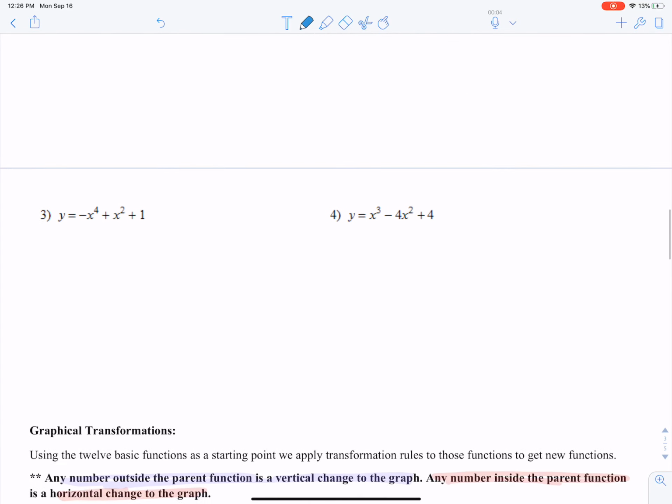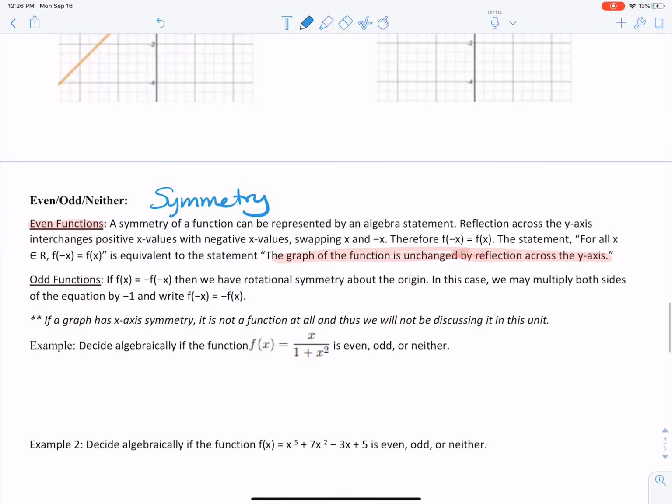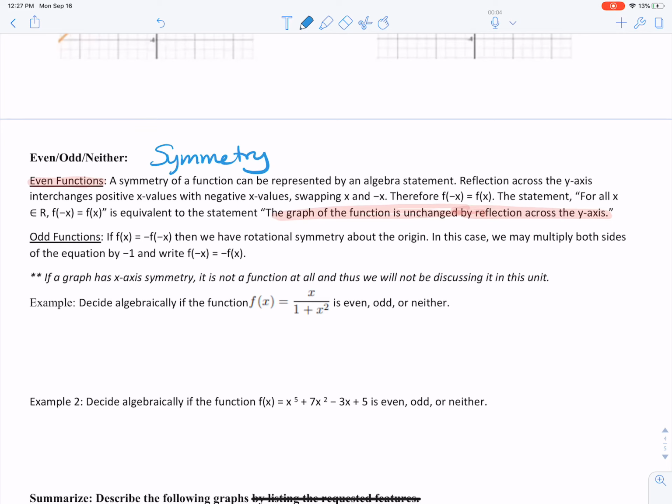Now, algebraically, like it says down here, the rule is f of negative x equals f of x. So what that's saying is that when x equals 4, you get the same y. Look at that. You get the same y as x equals negative 4. And that's what we just saw in the absolute value function.